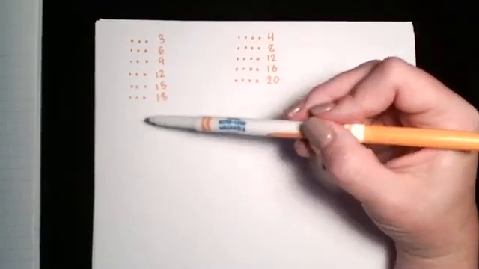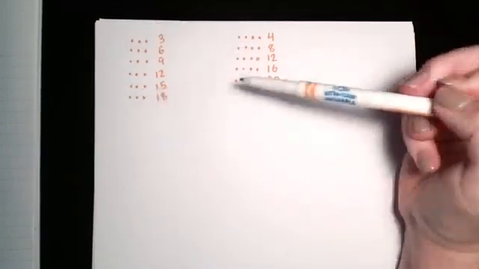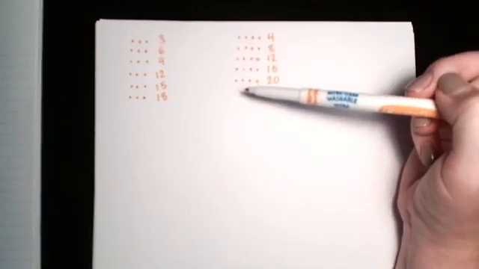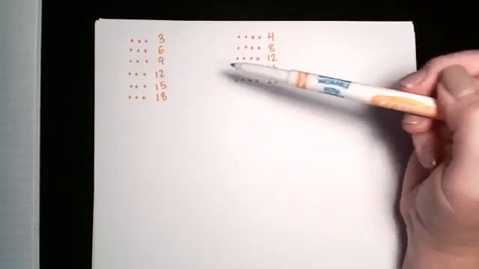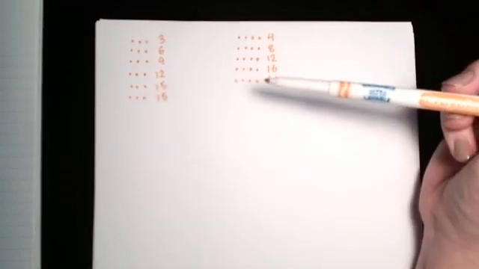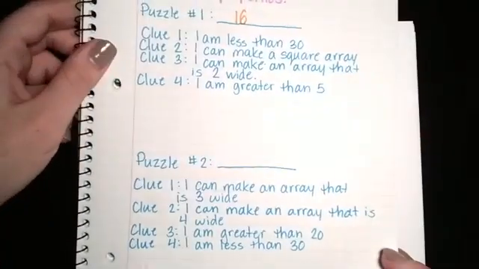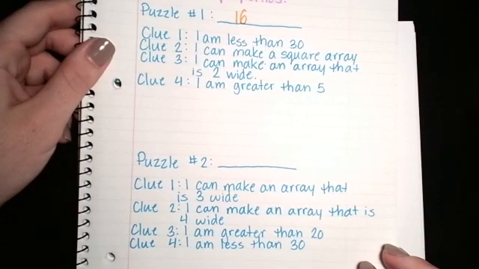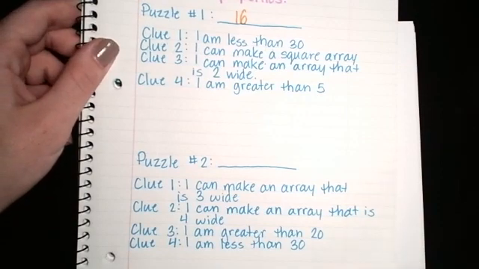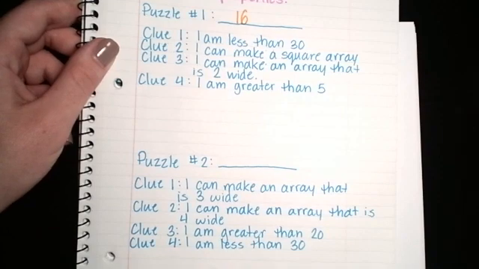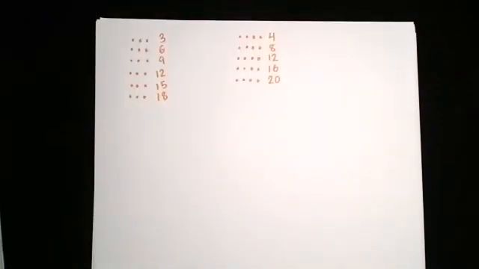I know that it has to be an array that can be 3 wide, but can also be 4 wide. So I'm going to be looking for a number that's in both of these 2 arrays that I was just making, okay? But I also have some other clues to keep in mind. Clue number 3, I am greater than 20. And then let's go ahead and read clue number 4 also. I am less than 30. Greater than 20 and less than 30. Okay, that's really going to shrink down our options here.